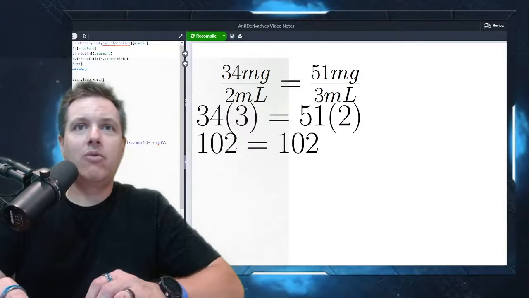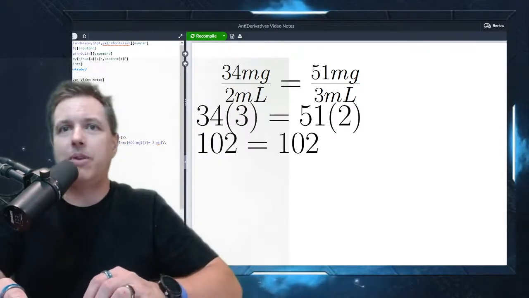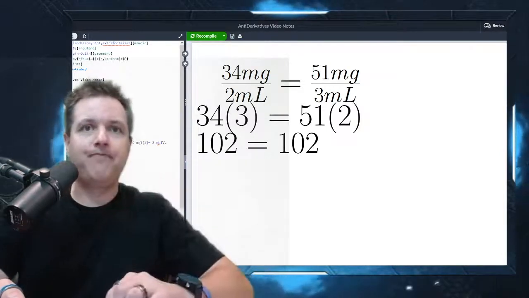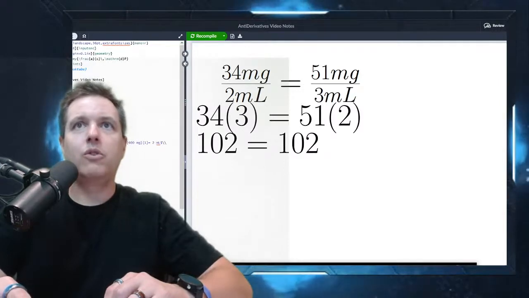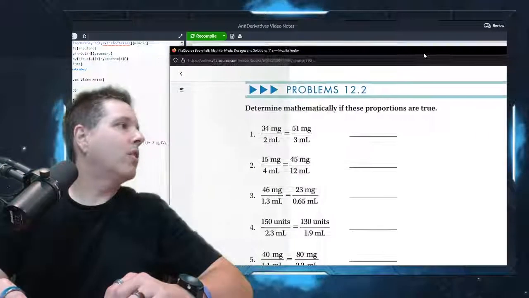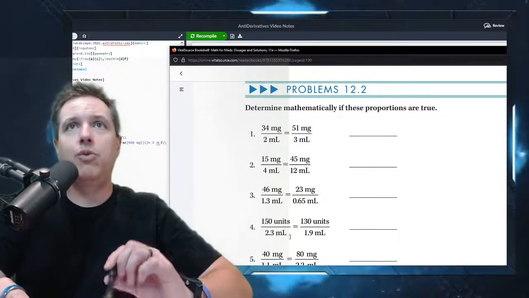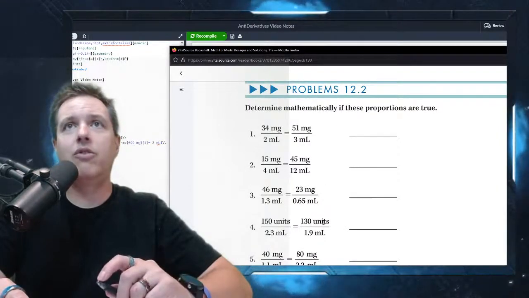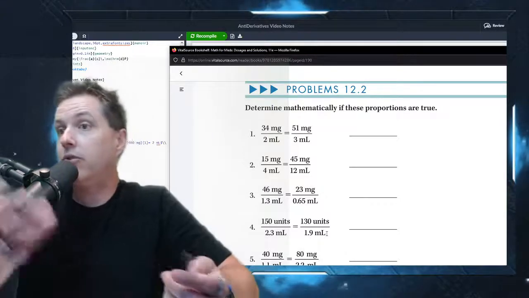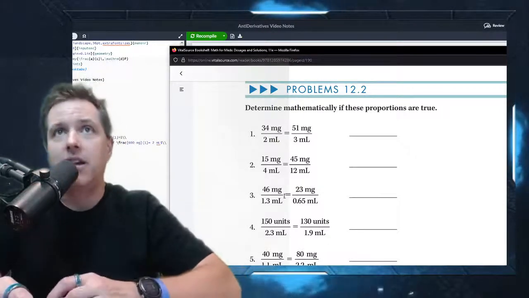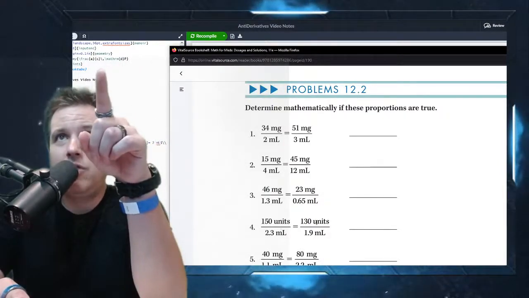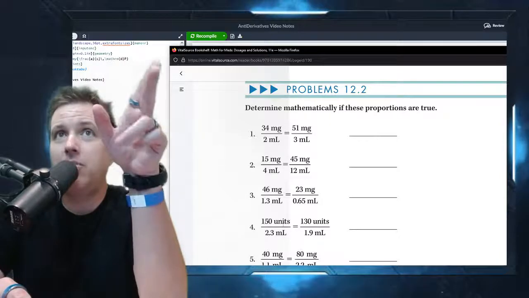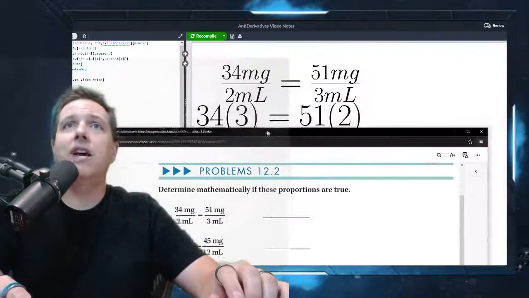Let's see if I can find one where I think it's not going to work so that you can see what happens when it comes out to be not true. Looks like 4 should work. So number 4, 150 units to 2.3 milliliters. Is that equal to 130 units to 1.9 milliliters? Well, let's find out. Let's do the problem. Because if that's true, then the ratios of units to milliliters should be the same on both sides of the equal sign. Let's see if that is in fact true.